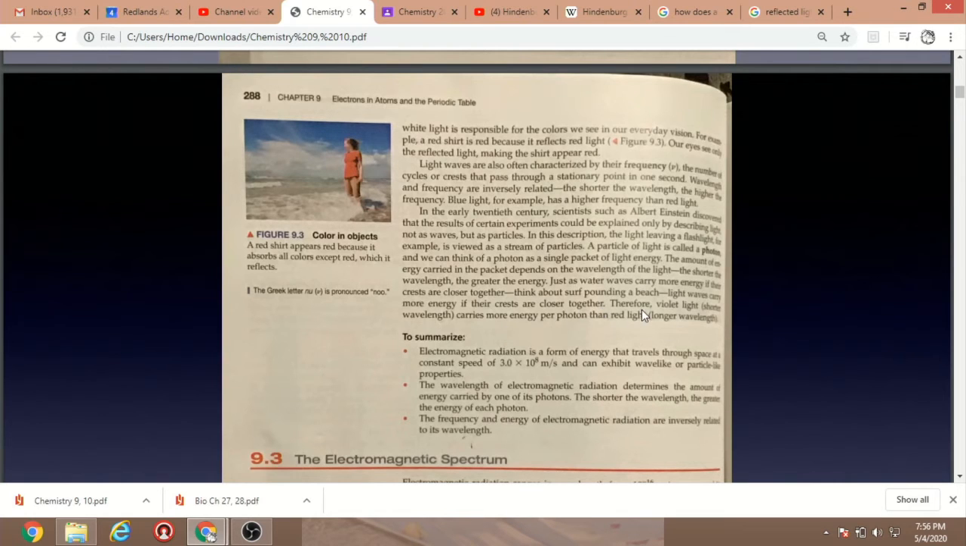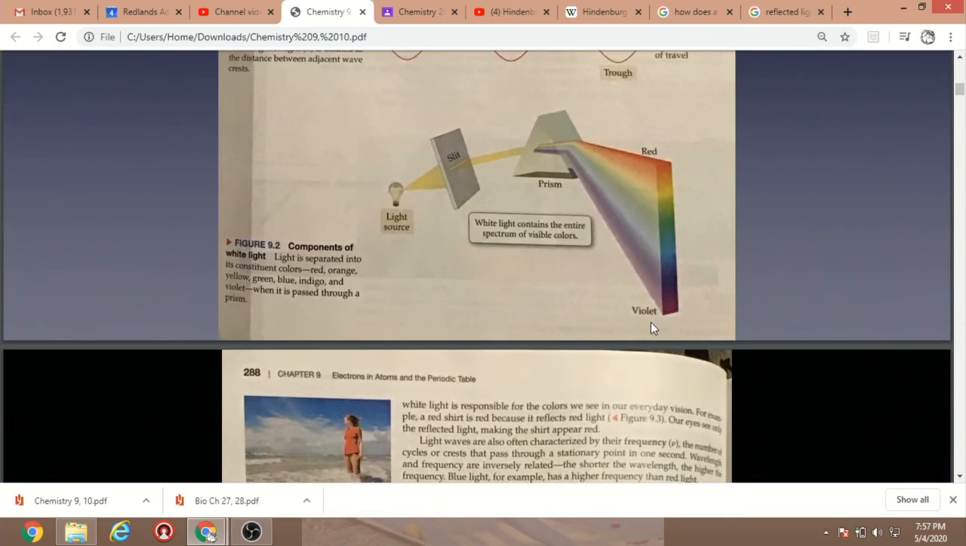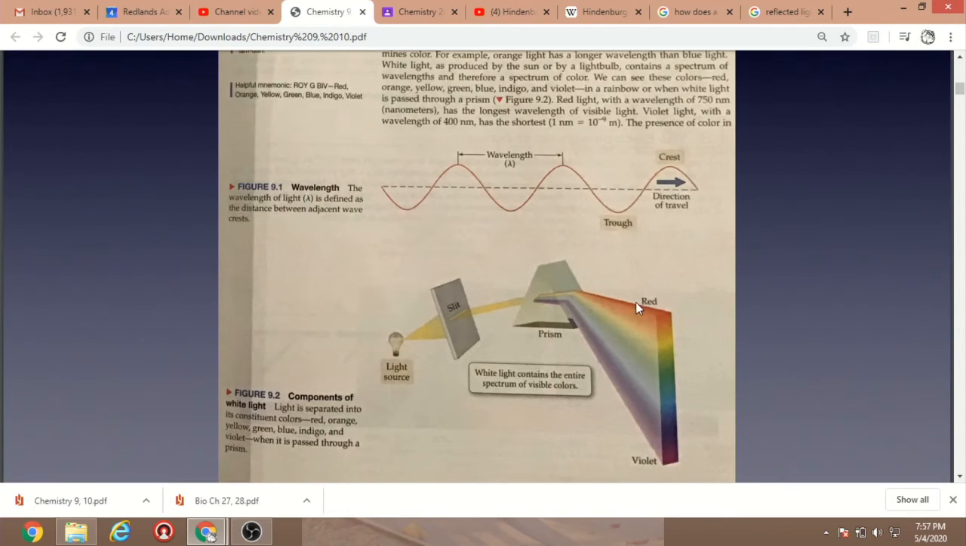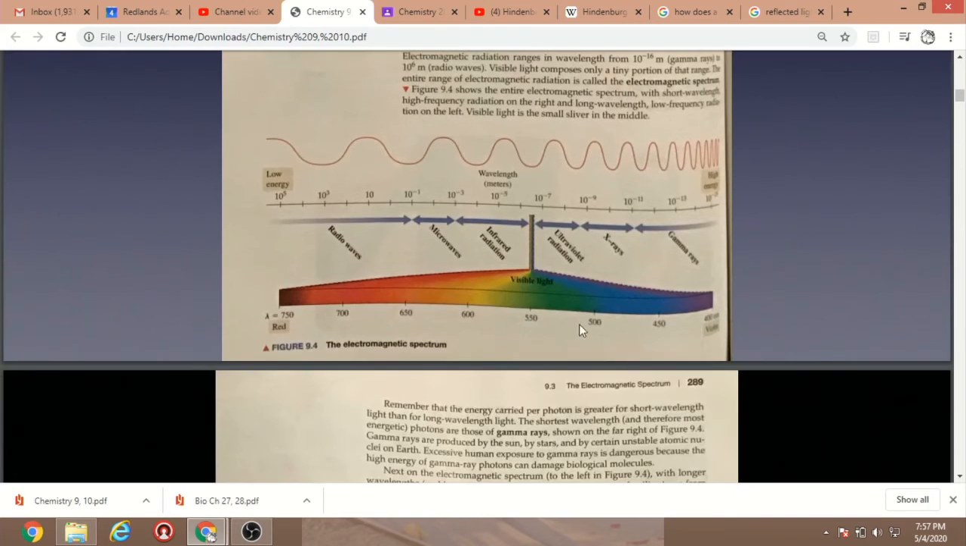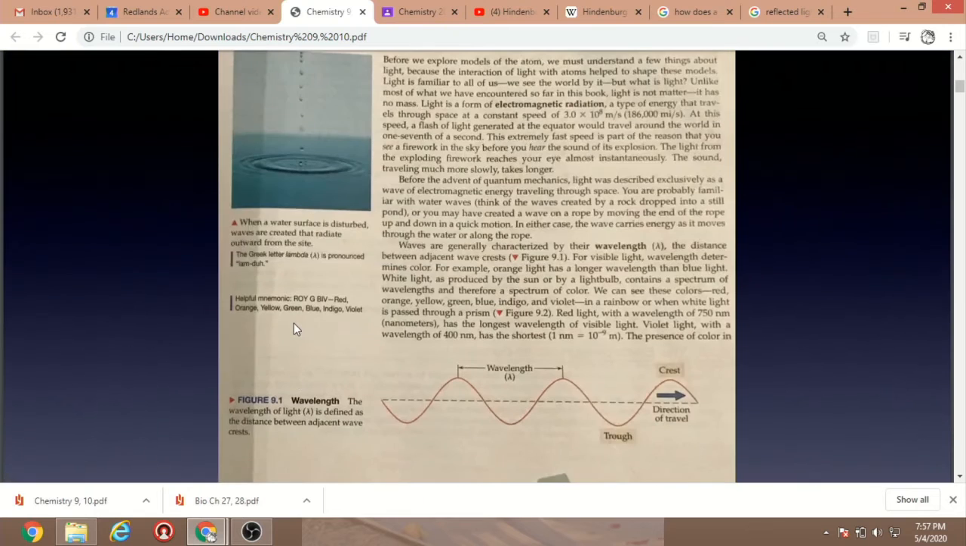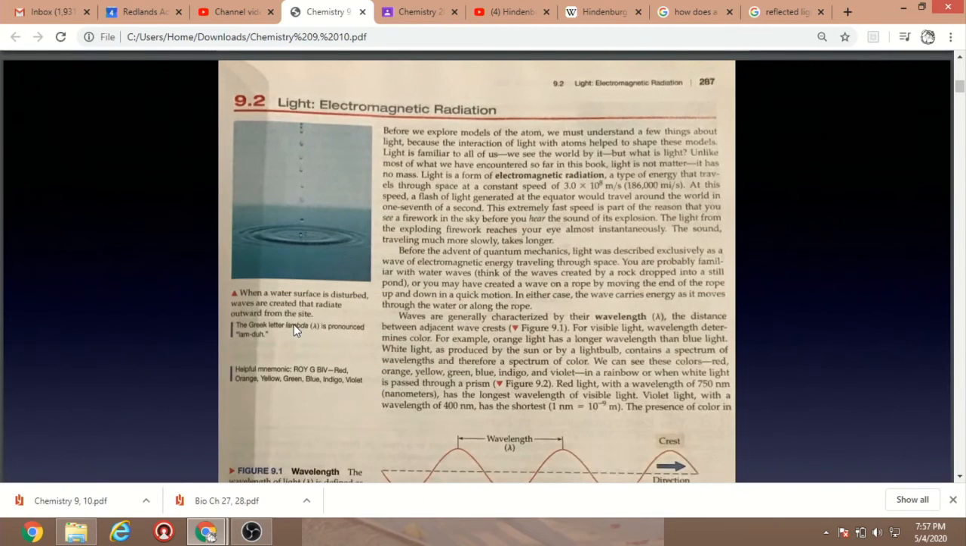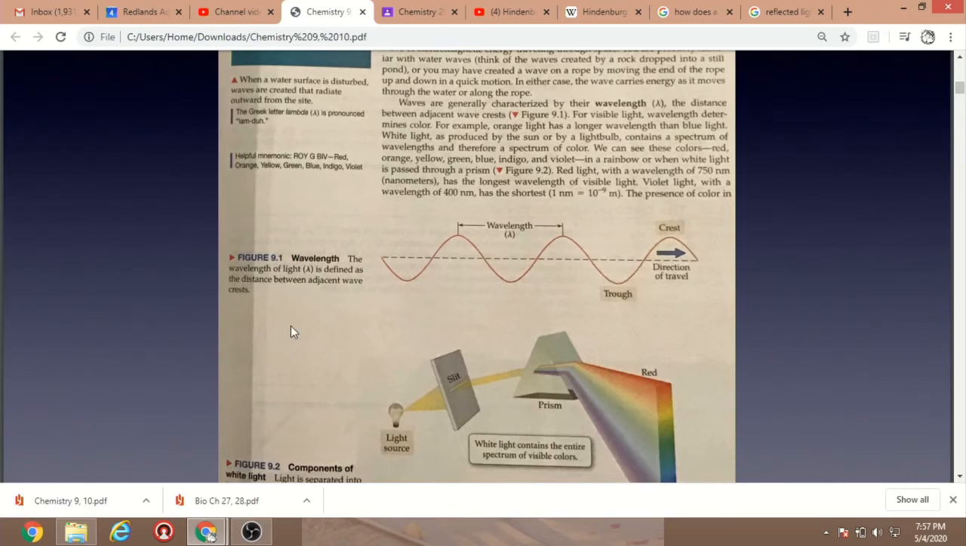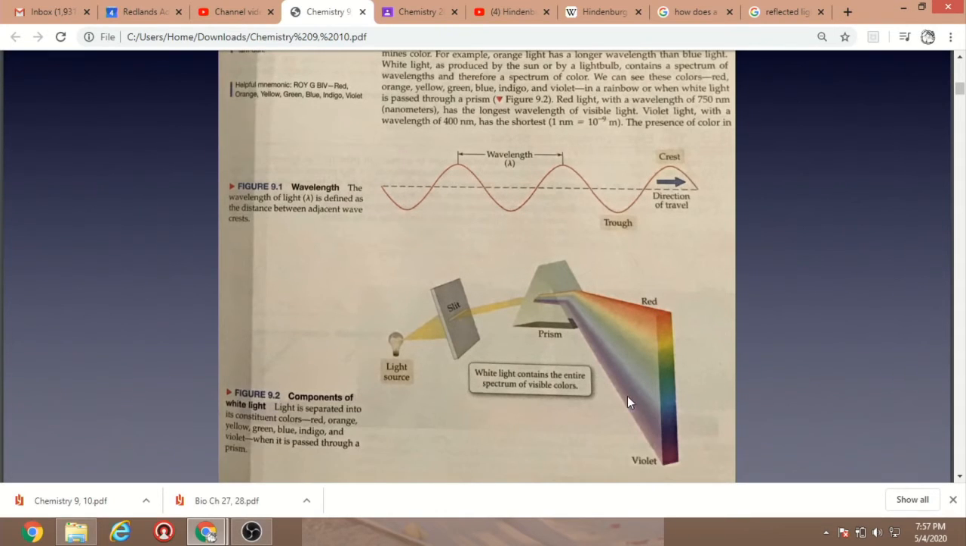Therefore, violet or purple light has the shorter wavelength and carries more energy per photon than red light, which has the longer wavelength. So red light has a lesser amount of energy. Sorry, I was looking for a better image there. Red light, not very energetic. Blue light, super energetic. Let's just go back to this.